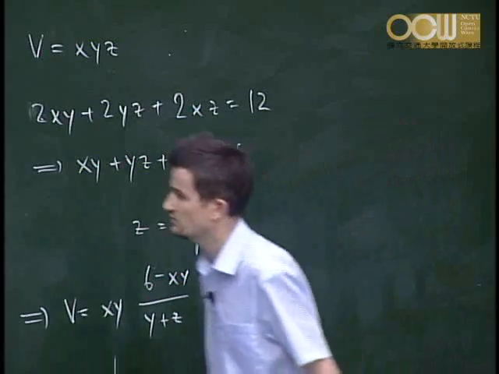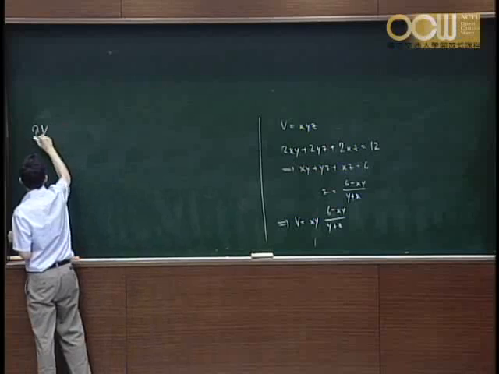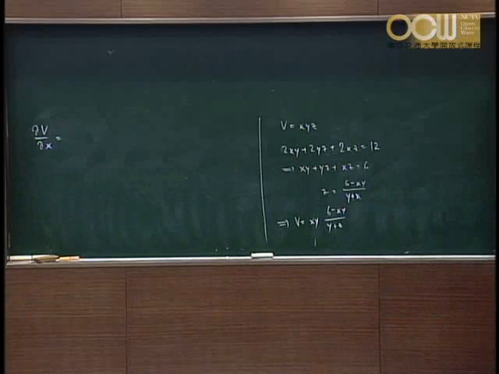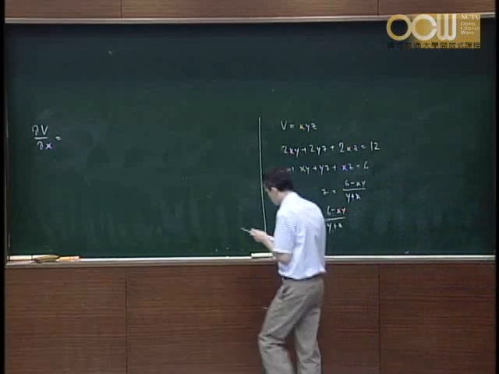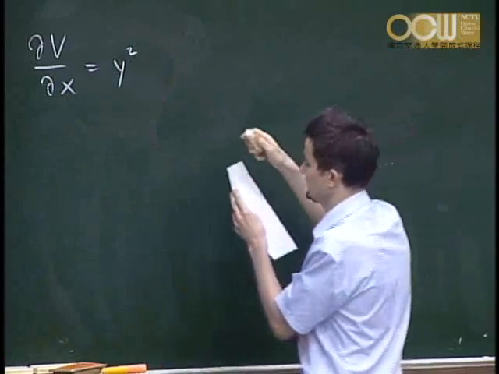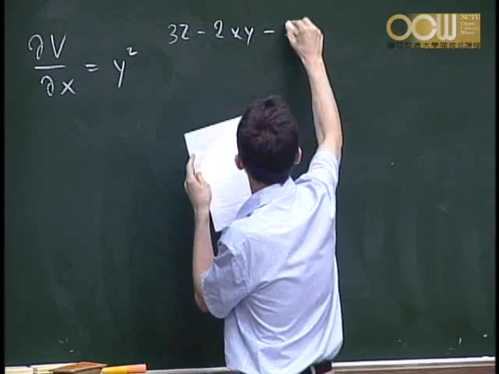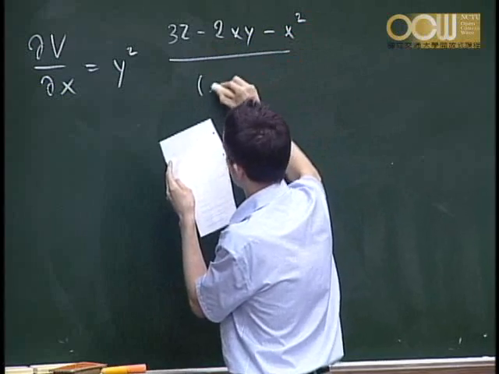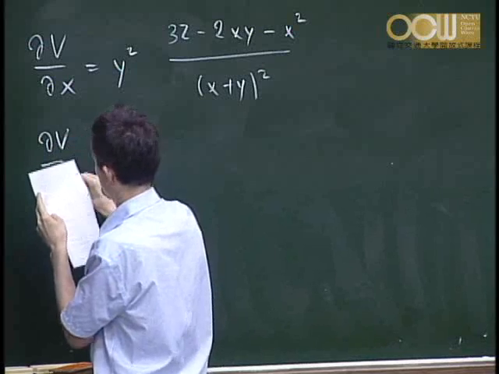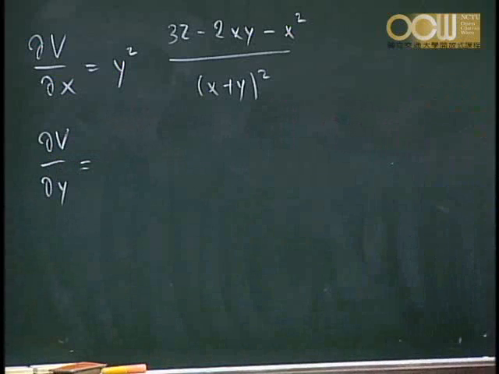Now we have to find the critical points, so we have to take derivatives. I computed those derivatives. I'm not going to do it once more. I could also use Maple to do it. Minus 2xy minus x squared over x plus y squared. And for the partial derivative with respect to y, I know there should be a mistake here. Wait a moment.